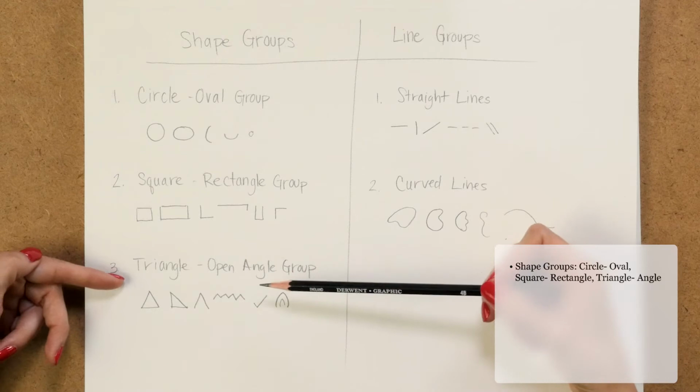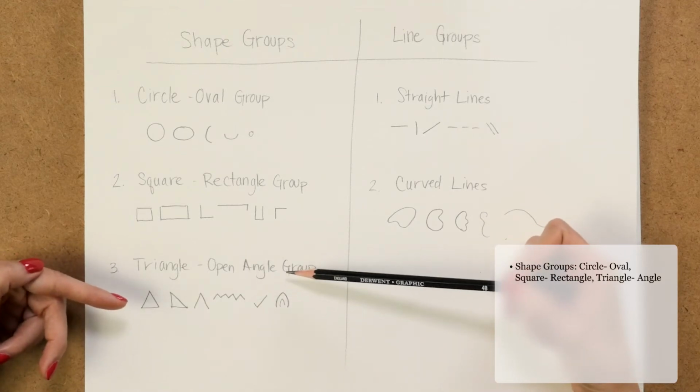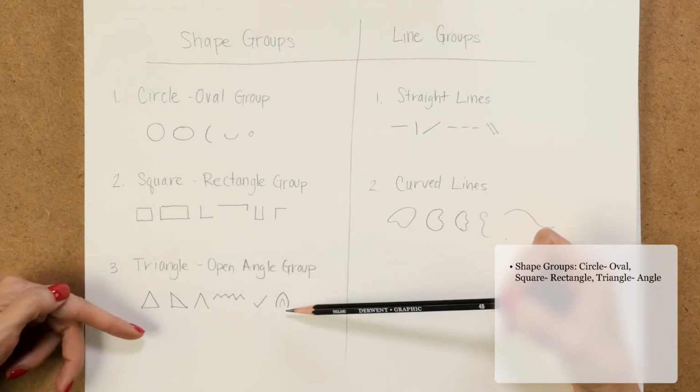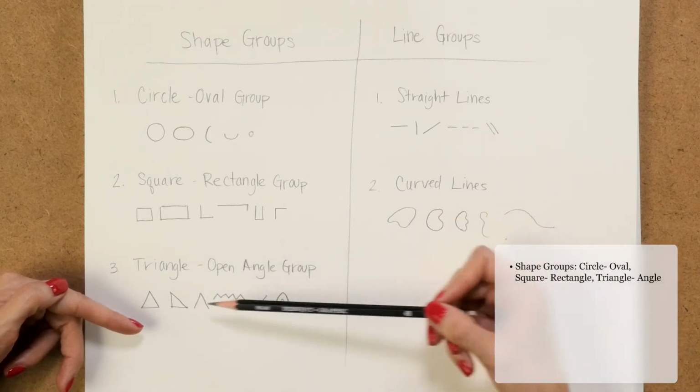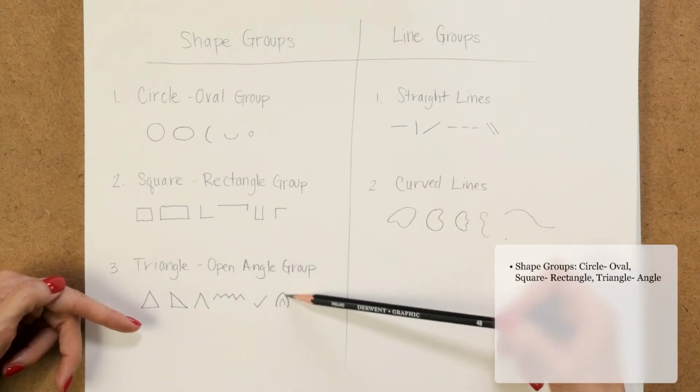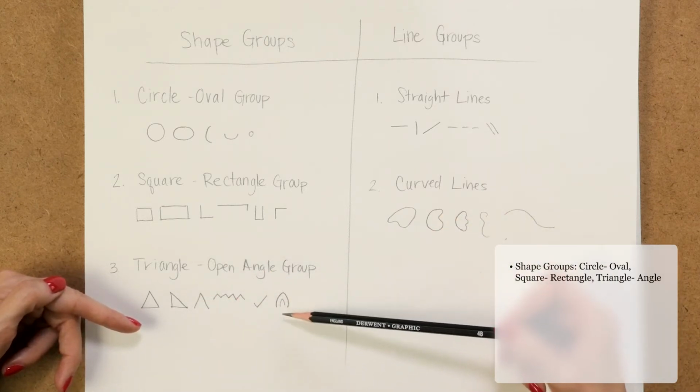Third group is our triangle, and I like to think of it as an open angle group, because a lot of times when you're drawing animals, you're going to have open sort of triangles for either ear shapes, or they might be a little bit of a curved triangle.